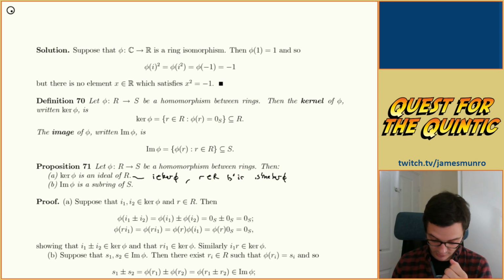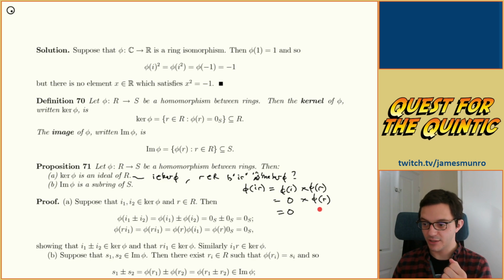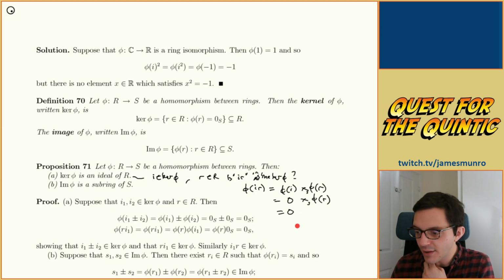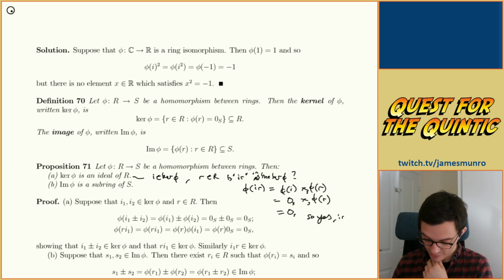Is IR in the kernel? And the thing we would check is that phi of IR, while homomorphisms respect multiplication, so that would be this, but this thing was in the kernel. So it's this, and 0 multiplied by anything is always 0. This operation happens in S, but fine, multiplication in S is nice. This is 0S, I suppose. So yes, IR is in the kernel.